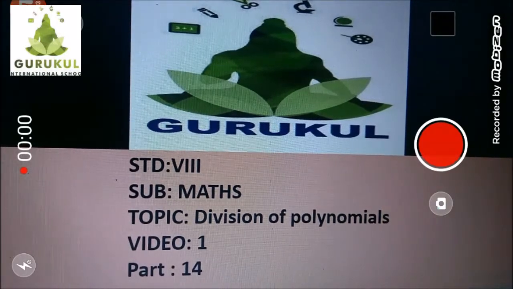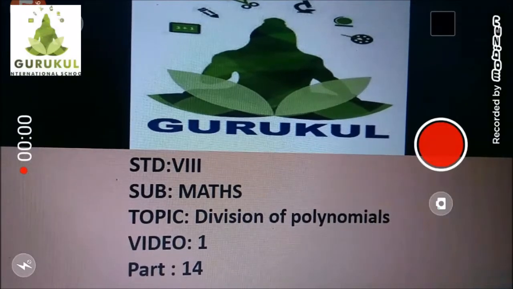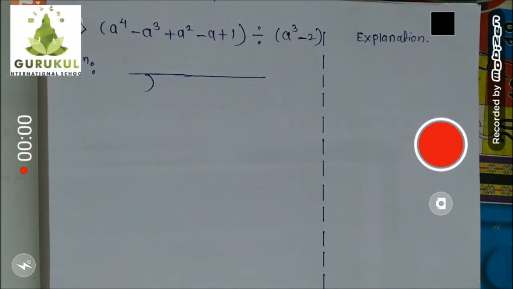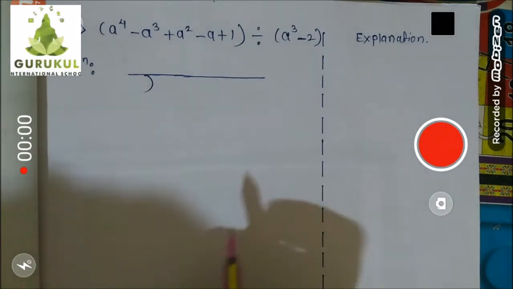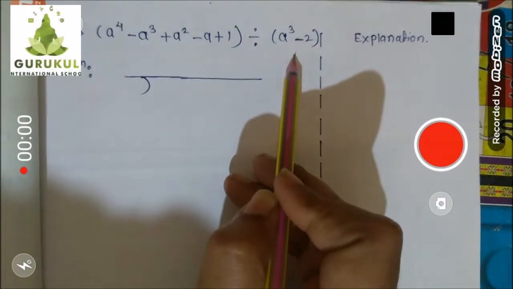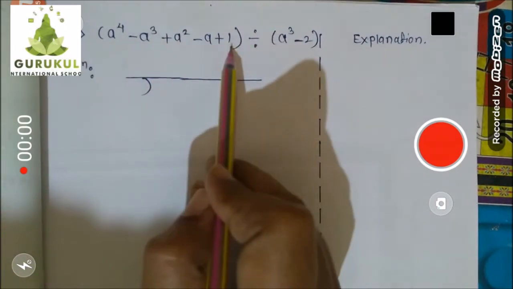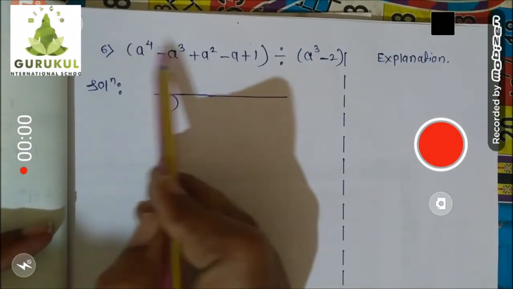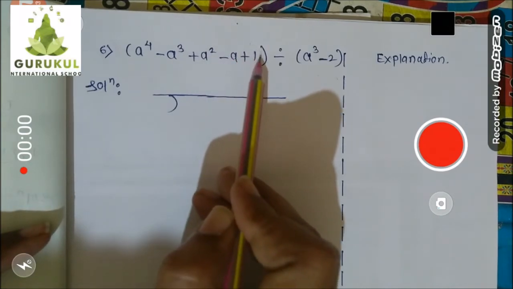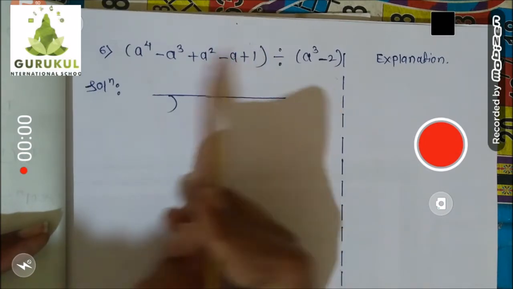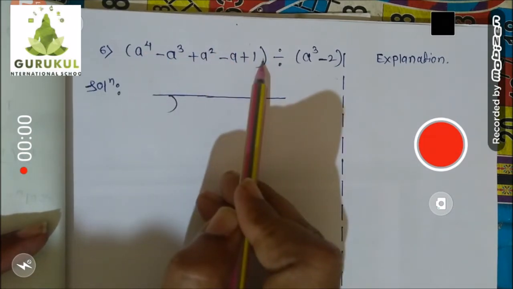Good morning, children. Let's take one more example of division of a polynomial by a binomial. Children, I am taking the sixth example. As you can see, what is the first step for division? Arrange the dividend and divisor in descending order of power. So, is it already arranged? Let's check it. a raised to 4, a raised to 3, a raised to 2, a raised to 1. Constant number means a raised to 0. So, 4, 3, 2, 1, 0. It means this is already arranged in descending order of power.